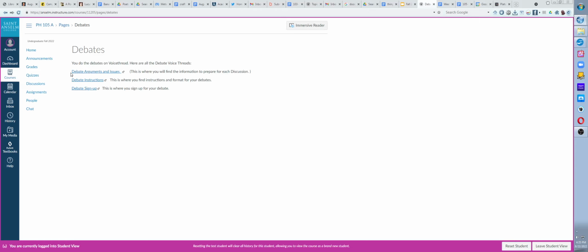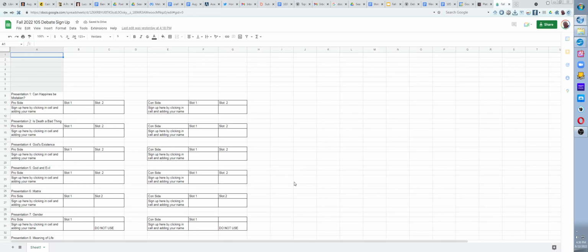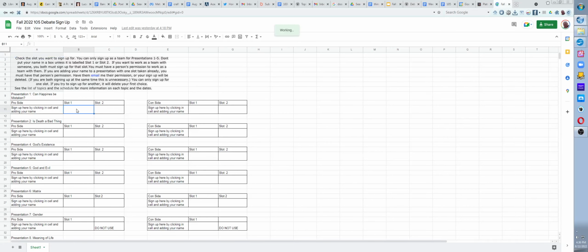The debate instructions that tell you what the requirements are and what the format of the debates are can be found here. And probably most importantly is the debate sign-up sheet. If you click on this link, it'll take you to a PowerPoint, and you can click on one of these boxes and just add your name to one of these slots. You'll note that you have to sign up for the pro side or the con side already. So you should read carefully what the question asks.